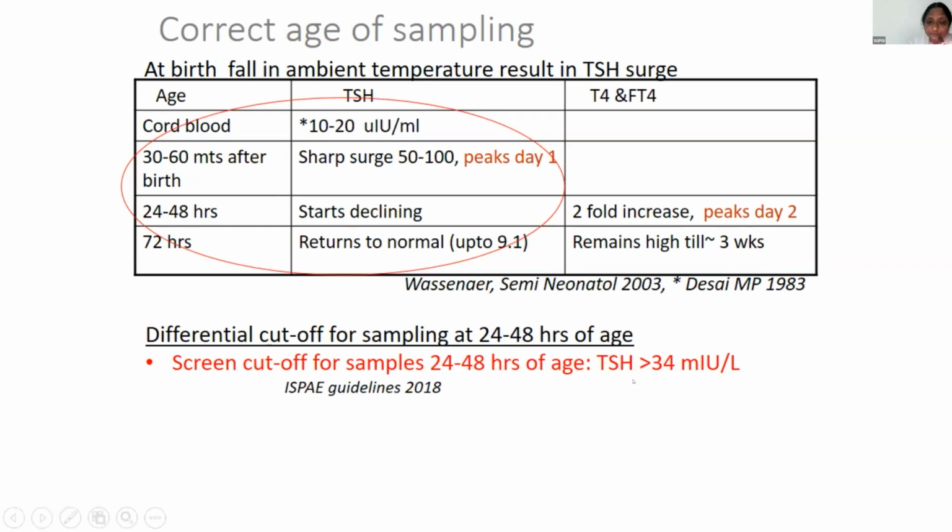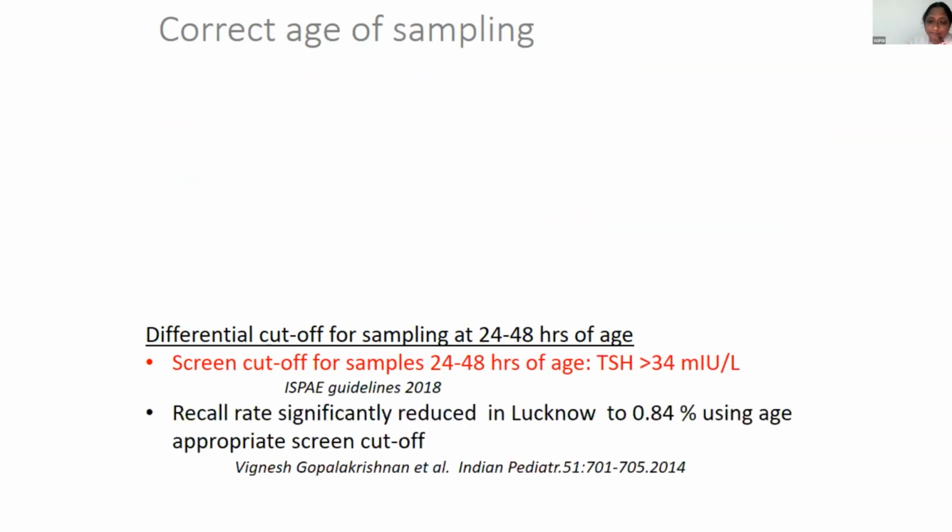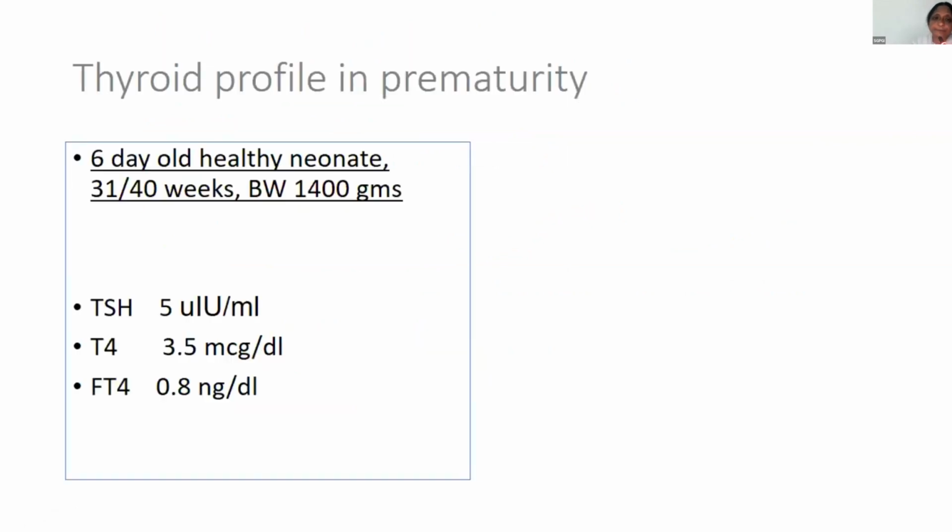So between 24 to 48 hours, if you take the sample, instead of 20, the screen TSH cutoff will be 34. And from Lucknow itself, we've shown that the recall rate was significantly reduced when using an age-appropriate cutoff rather than a standard cutoff.